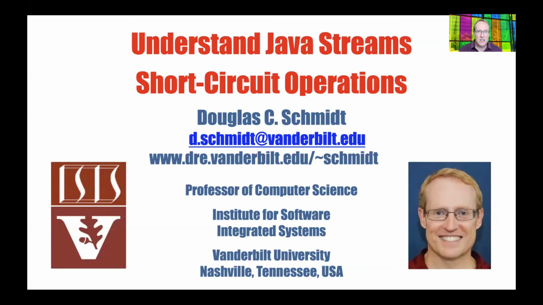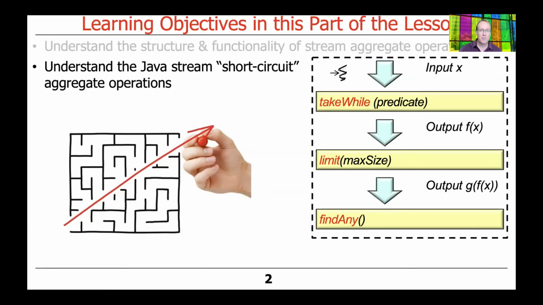So the previous lesson had talked about aggregate operations in general, and I distinguished between run to completion operations and short circuit operations. What we're going to do now is go a little deeper into examples of short circuit operations, so you get a bit better feel for what they do and how they behave.